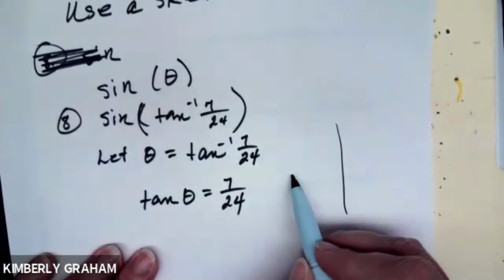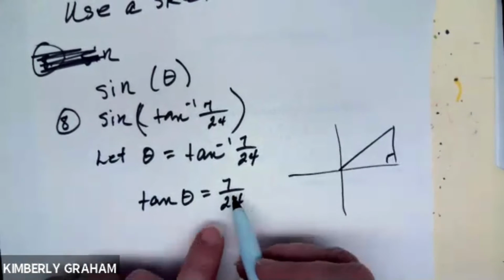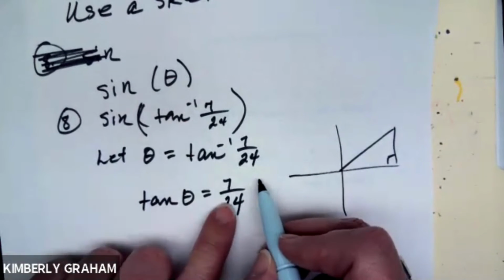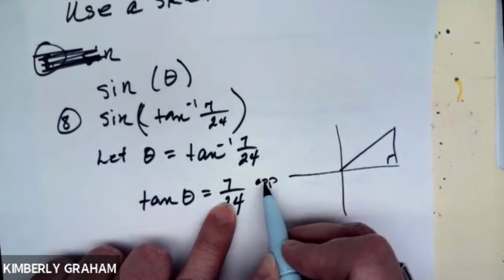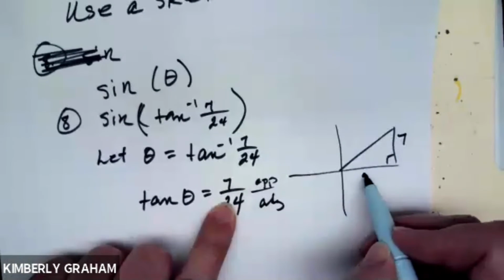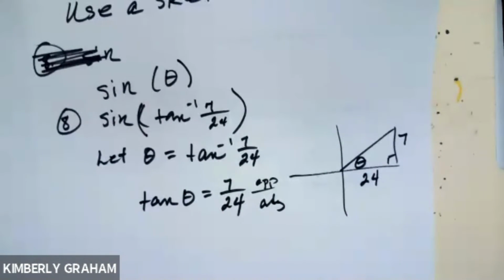So if I make a sketch of what's going on here, remember that tangent is y/x or opposite over adjacent. So this is going to be 7/24. This is my theta. So there's my sketch that I have. Everybody with me so far?